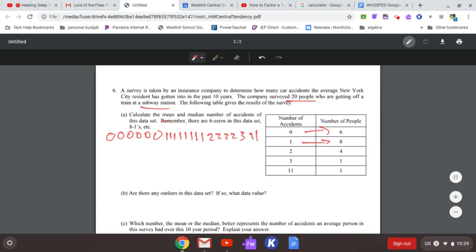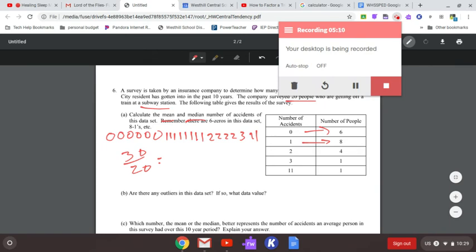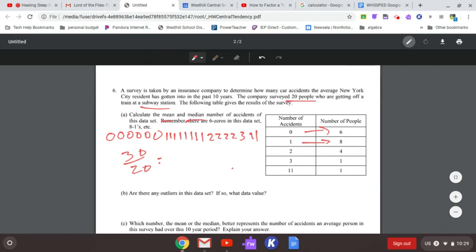So I want you to find the mean and the median. For the mean, we'd add them all up, and I think it all adds up to 30, divided by 20. So we end up with 30, and there's 20 people. When we do 30 divided by 20, we get 1.5. So that's our mean, our average. Sorry, that's really bad.